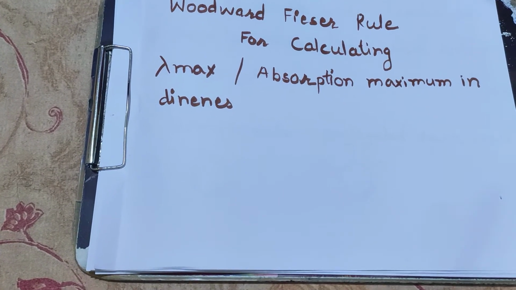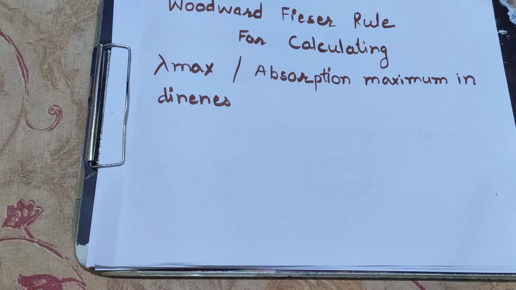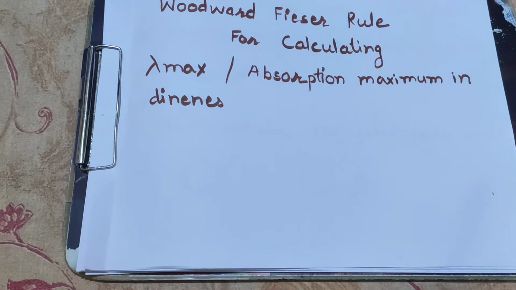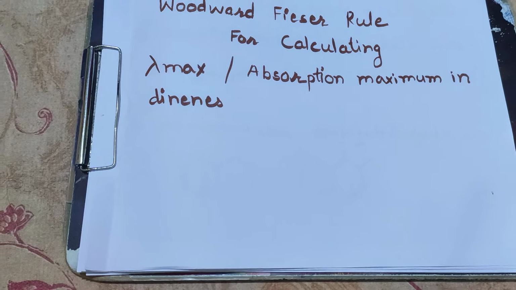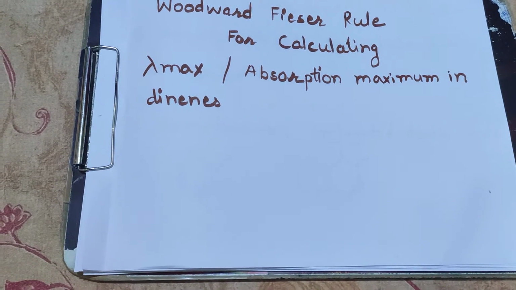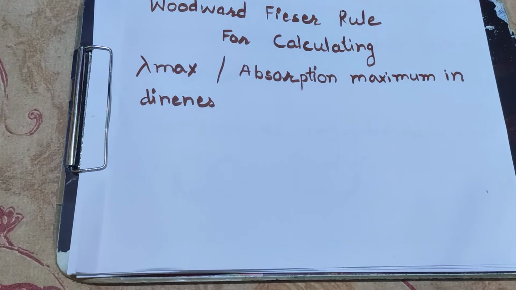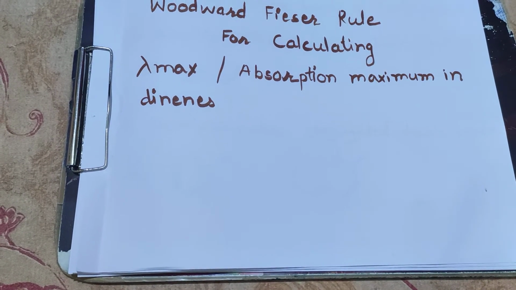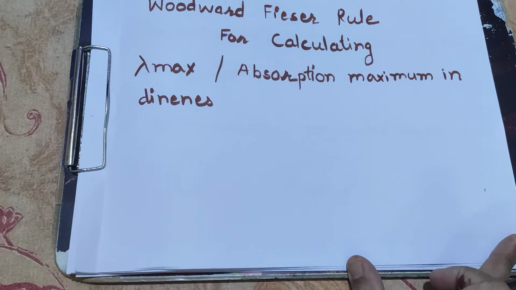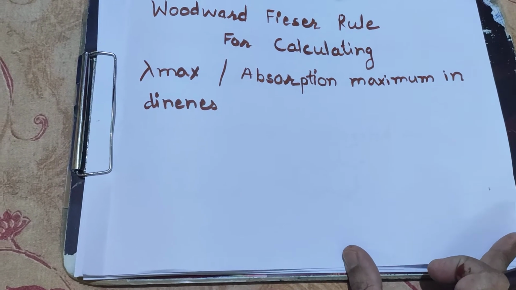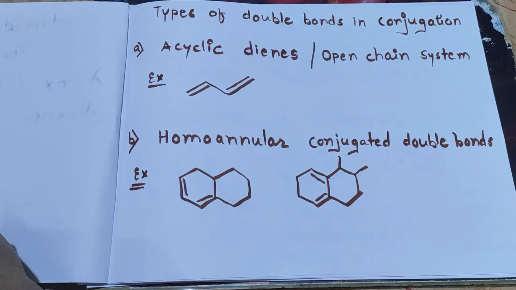Myself, Dr. Sanjukta Mishra. Today, we'll be discussing the Woodward-Fisher rule. This rule deals with the calculation of lambda max, that is the absorption maximum, in conjugated dienes. First, we'll see what the different types of conjugated dienes are.